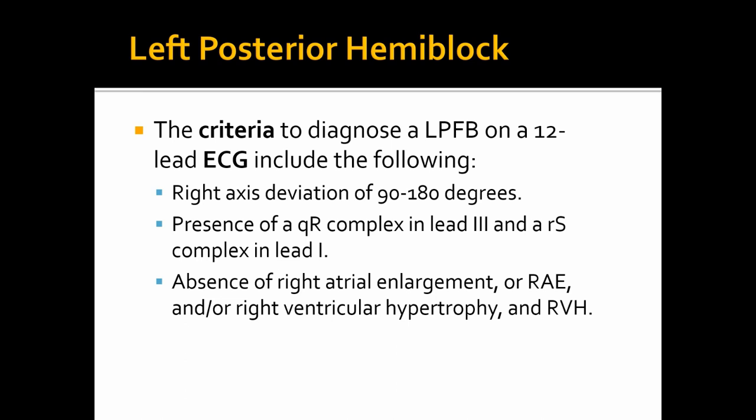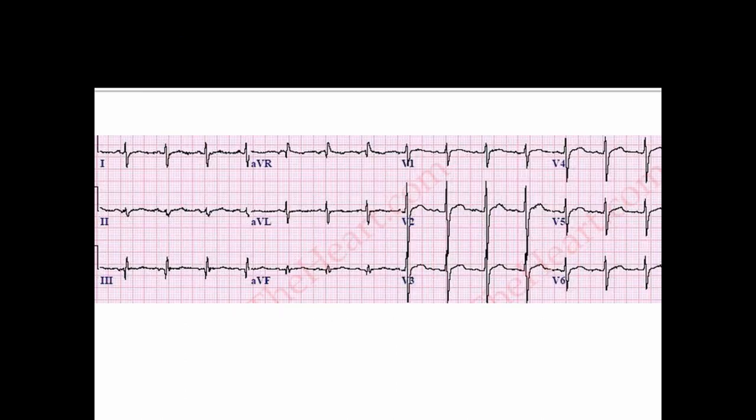The criteria to diagnose left posterior hemiblock is given as under: right axis deviation, presence of a small q and large R complex in lead 3, and a small r and large S complex in lead 1, absence of right atrial enlargement or any right ventricular hypertrophy or enlargement on ECG. There's a prominent S wave in lead 1, and there's a prominent R wave in lead 3 and a right axis deviation. And you can see that there is no evidence of any right atrial or right ventricular hypertrophy. So this constitutes left posterior hemiblock.